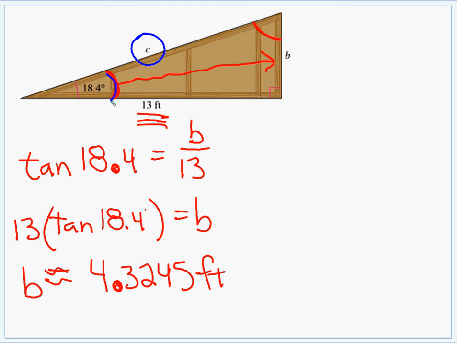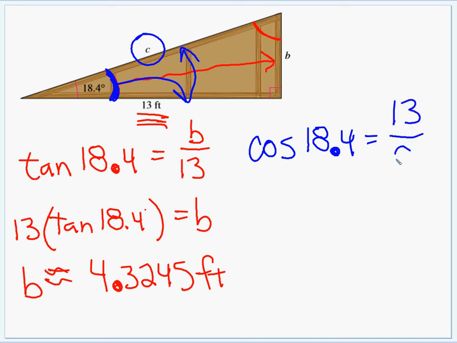Okay, I'm going to switch to blue ink to go after side C, the hypotenuse. So we're still at the 18.4 degree angle. We have adjacent. We want the hypotenuse. So that's going to be cos. The cos of our angle, 18.4 degrees, is equal to adjacent 13 feet over hypotenuse C.